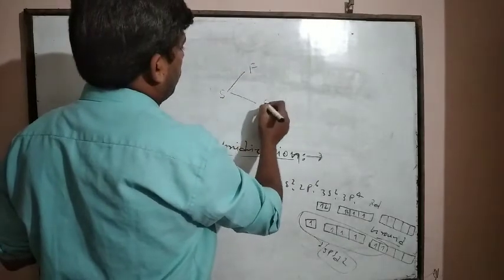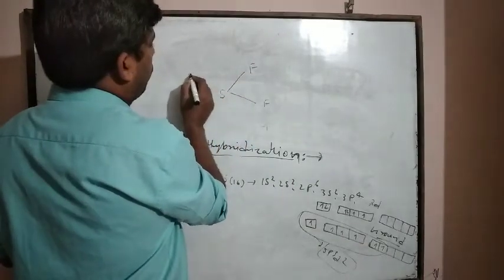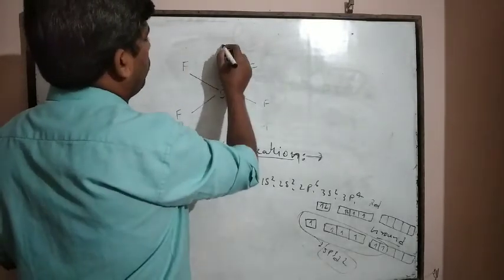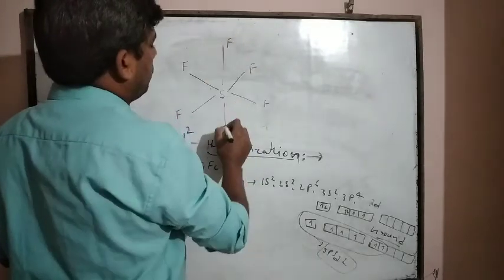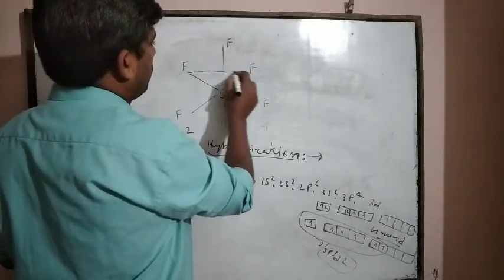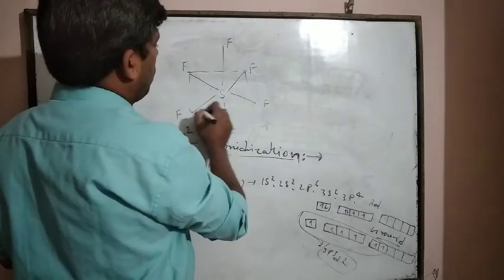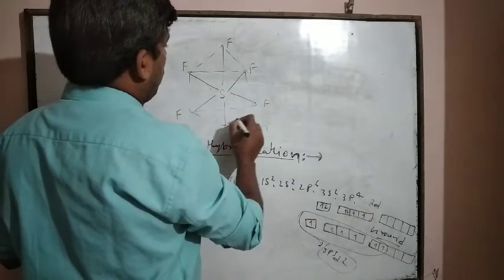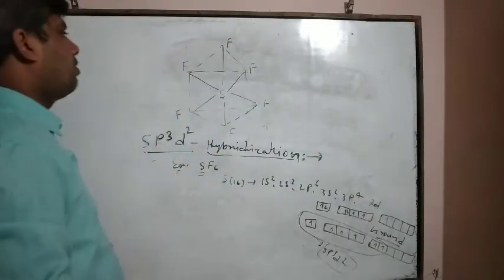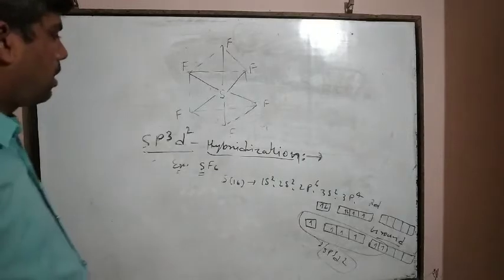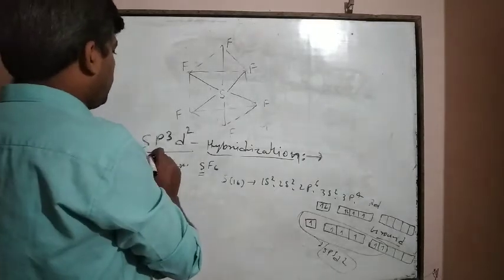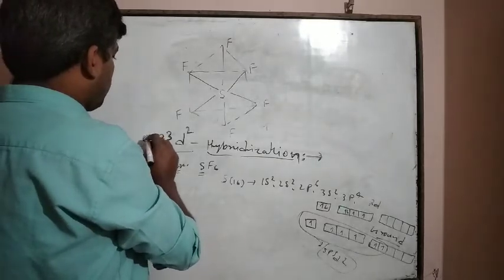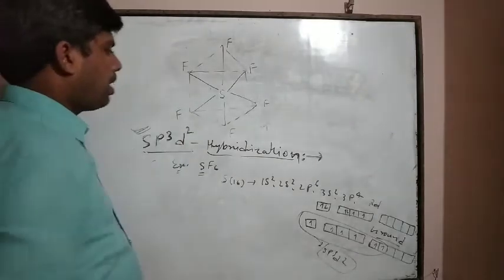Here 4 fluorine atoms are present at the corners and 2 fluorine atoms are present at axial positions. This is the structure of SF6. It has sp3d2 type of hybridization.